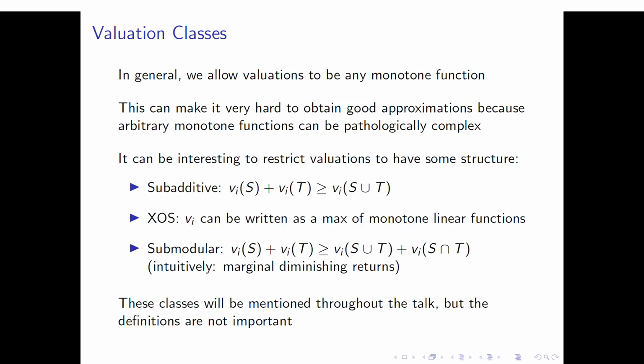On top of the general case of arbitrary monotone valuations, the classes of valuations we'll mention in this talk are subadditive, XOS, and submodular, which all capture a slightly different notion of diminishing returns, with submodular functions being a subset of XOS functions, which are a subset of subadditive functions. We'll mention these classes throughout the talk, but the actual definitions I put here aren't too important.